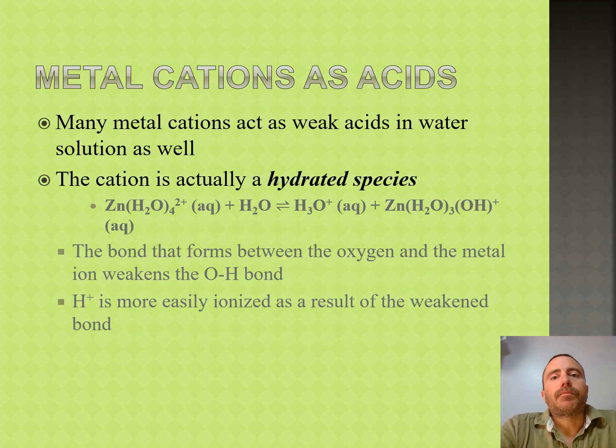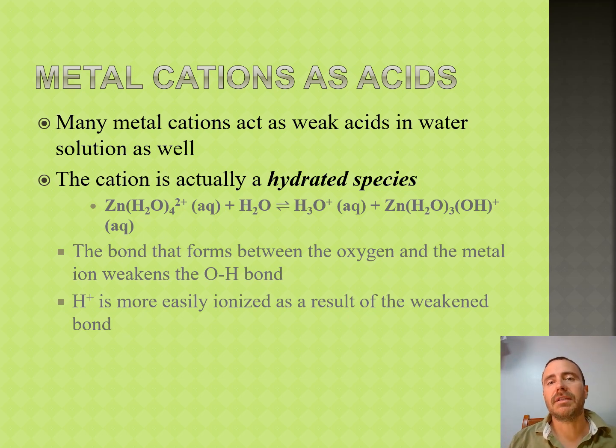Well, our NH4 plus was our example of a cation acting as a weak acid on our previous slide, but many of our metal cations can also do the same thing. For the most part, any metal cation that is not from group 1 or group 2 can be a weak acid. So just think about our transition metals for the most part. They are usually going to behave as weak acids.